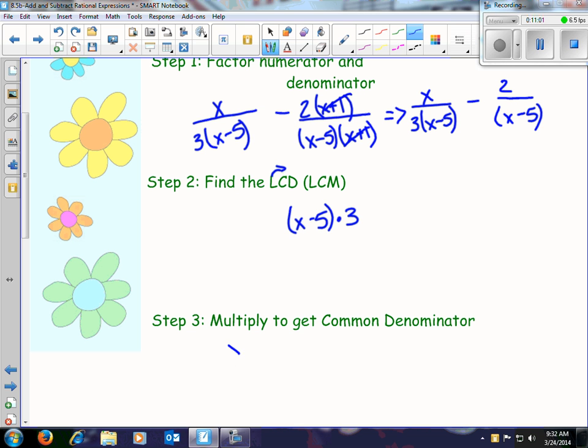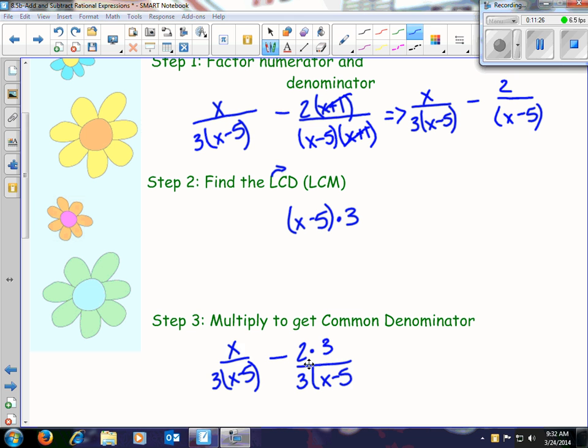So I have x over 3 times x minus 5 minus, now, what is missing in this denominator here that is in my least common denominator? A 3 is missing, so I need to multiply the top and the bottom by 3. So I have 2 times 3 divided by 3 times x minus 5, which makes my common denominator. So now I have x minus 2 times 3, which is 6. So I have x minus 6 on the top divided by 3 times x minus 5 on the bottom.